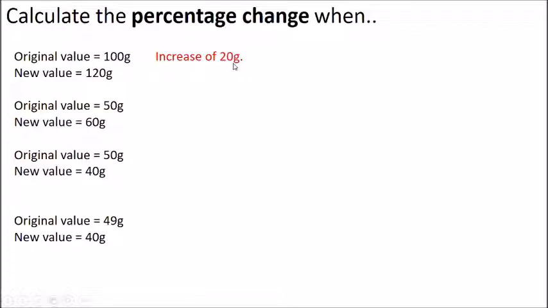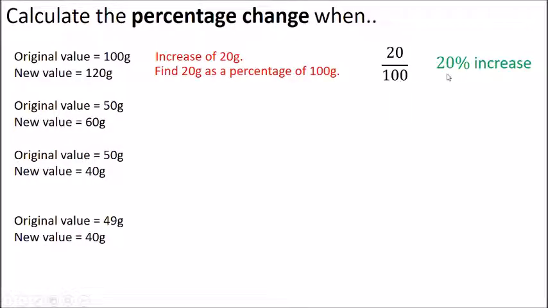So what percentage is that though? Really, this question is saying, well, find 20 grams as a percentage of 100 grams. Well, what percent has it increased? Well, 20 out of 100 just means that I've had a 20% increase. Because it's out of 100, I have it as a percentage, because percent means per 100. So this means that there has been a 20% increase from that original value.